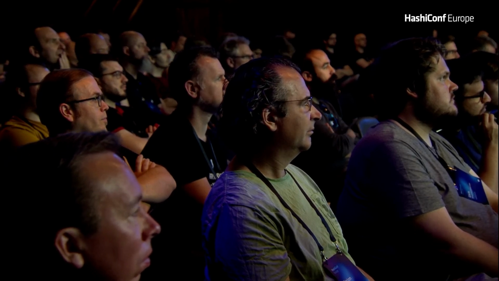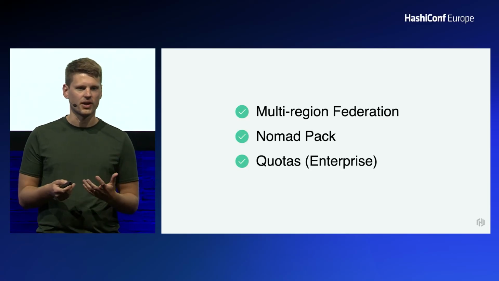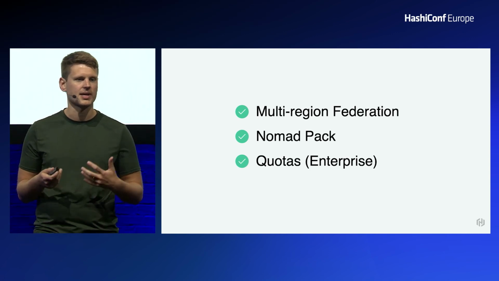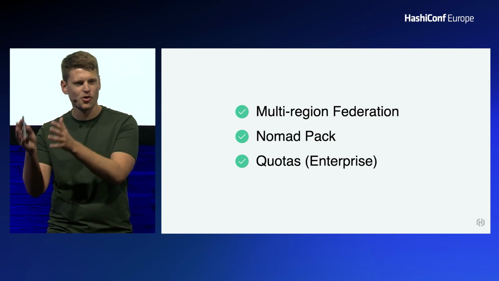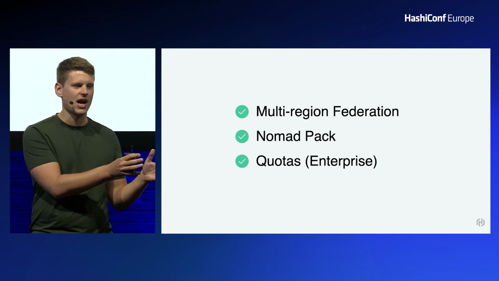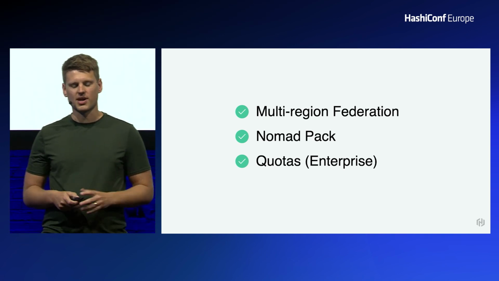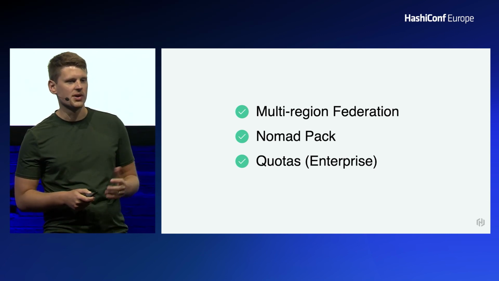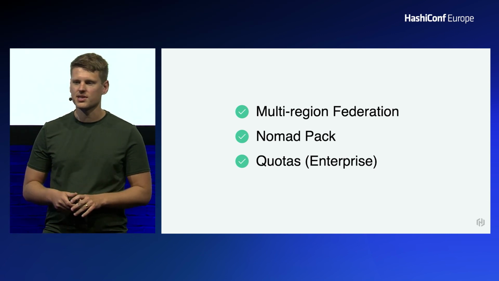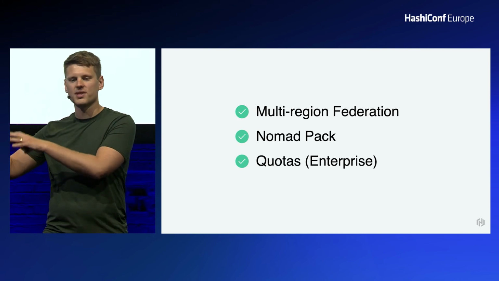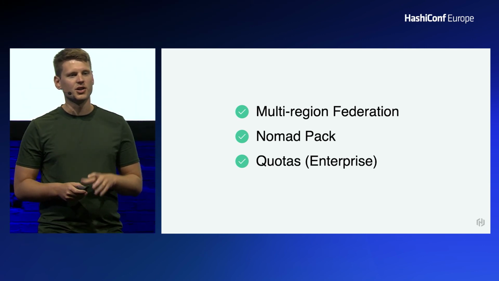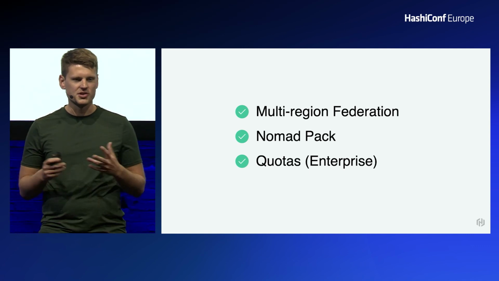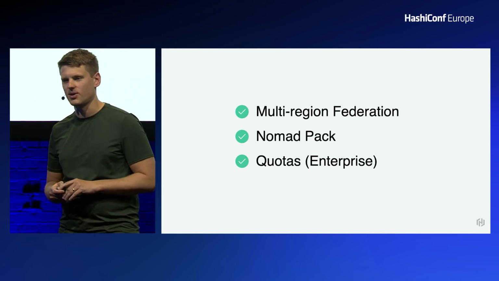We have Nomad Pack, so if you ever want to standardize the way you do jobs in Nomad, you could use our templating tool and package manager to say, hey, this is how we deploy a load balancer here. This is how we deploy a Docker job. Standardize that process in your team. And then we have Quotas in Nomad Enterprise, which essentially says, hey, this business unit only has access to this much CPU, this much memory. You can restrict people that way. So once you're an enterprise company, you have all these features as well.